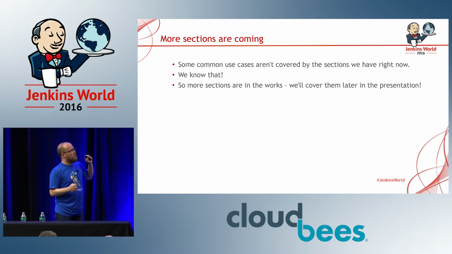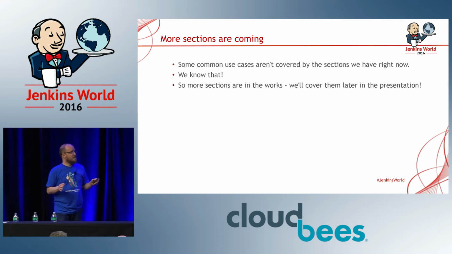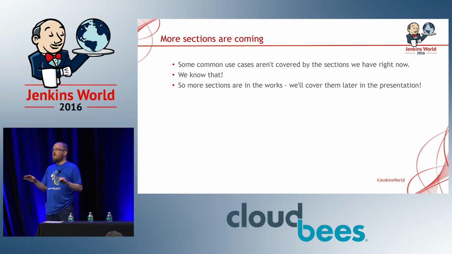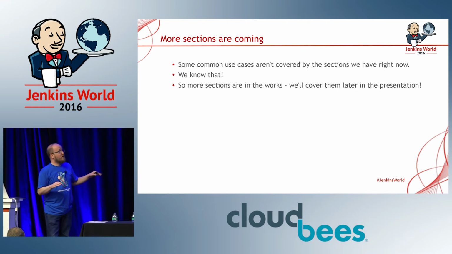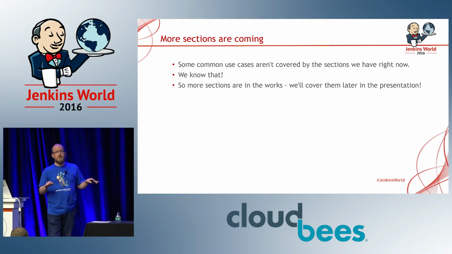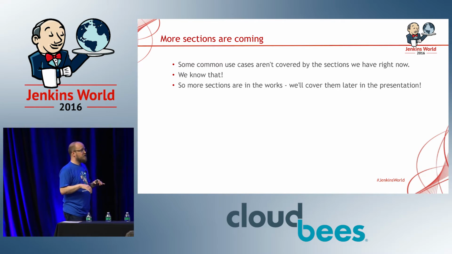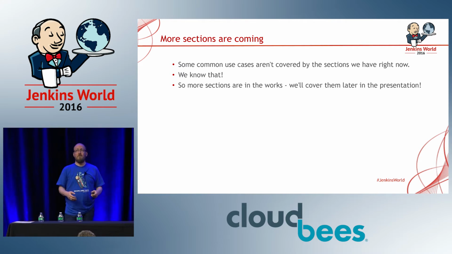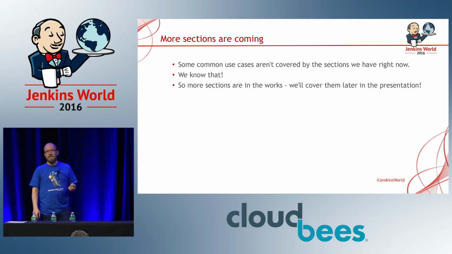So some common use cases aren't covered by the sections we have right now. I'm not denying that. This is, I will admit, an MVP. We are very aware of this. There are more sections in the works. We'll cover the ones that we've already got on the roadmap later in the presentation, and it will end up being an extension point so that other plugins can contribute more configuration sections going forward. Because it's Jenkins, and therefore everything has to be extensible.